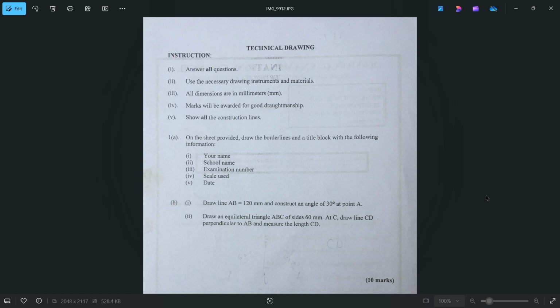So now let's answer the B part. And there are two questions, and the first one says, draw line AB equals 120 mm and construct an angle of 30 degrees at point A. This simply means we should construct an angle of 30 degrees.